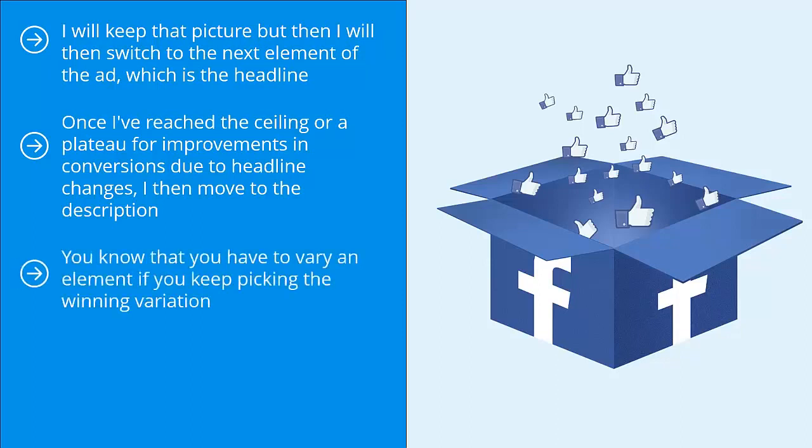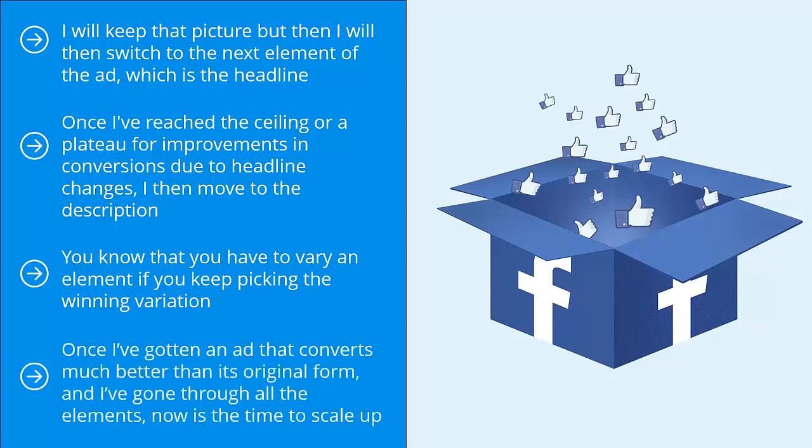You know that you have to vary an element if you keep picking the winning variation. You do this with small tests until the whole ad is optimized. After all elements have been optimized, scale up your ad buy. Once I've gotten an ad that converts much better than its original form, and I've gone through all the elements, now is the time to scale up. This is where I pour quite a large amount of cash into my Facebook ad campaign to boost traffic.